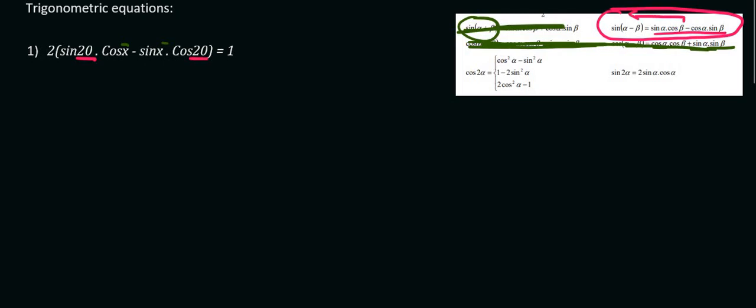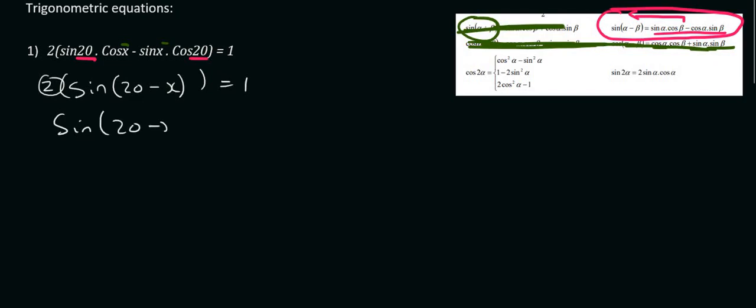So what we can do is we can say that that whole piece in the bracket is actually just the same as the sin of 20 minus x. Okay, and then that's equal to 1. To get rid of this 2, we'll divide, so that's just going to be sin 20 minus x equals 1 over 2. And there we go, we are back to grade 11 maths, where we could get the reference angle of this.